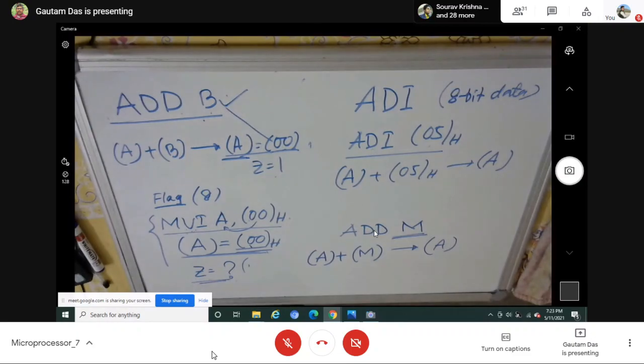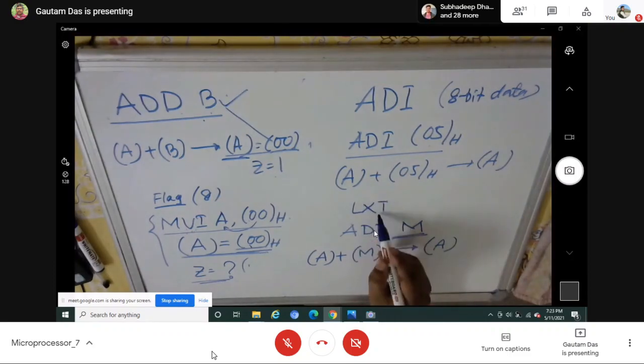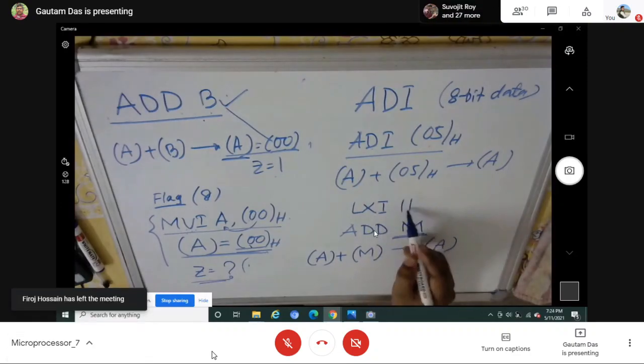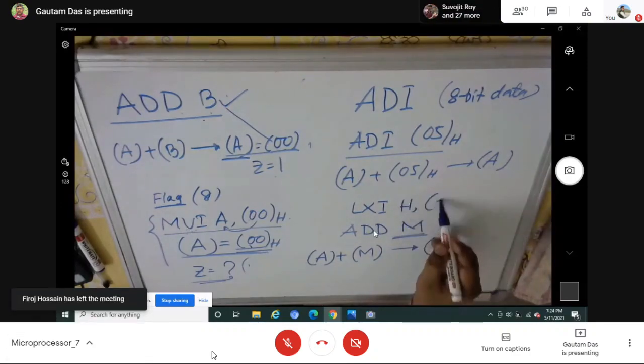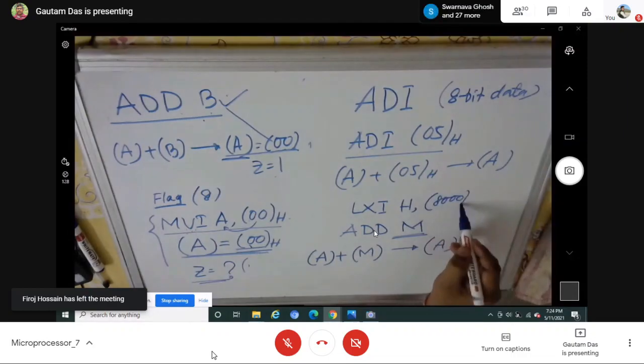The address is 16-bit. So you may think, what instruction should I use to store the address in the HL register pair? What instruction is available to store 16-bit data in an internal register pair? You know that instruction is LXI, load register pair immediately. Which register pair? H means HL. Suppose you have written the address 8000.